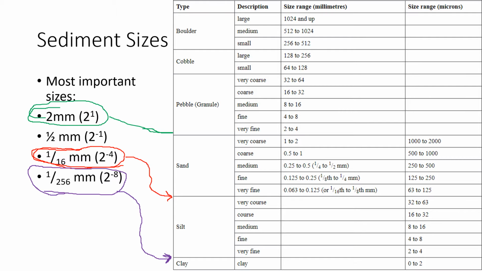Clay particles are too small for you to even feel. Okay, one last thing to consider is mud. Mud is a combination term for silt and clay, and it's kind of agnostic. I don't know if it's silt or if it's clay, but I can't see the particles, so I'm going to call it mud. Okay, so sediment sizes are very important in this.